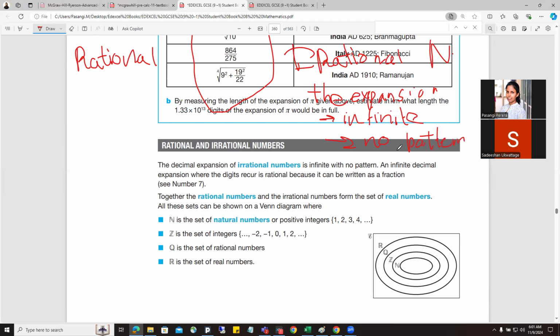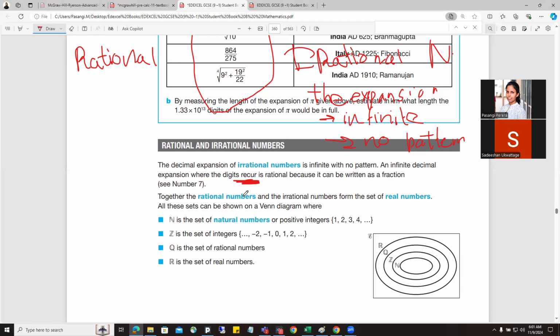And infinite decimal expansions where the digits recur are rational because they can be written as a fraction. If it's an infinite decimal expansion that is recursive, there's a method by which we can write this recursive or repeated part as a fraction. That's how.